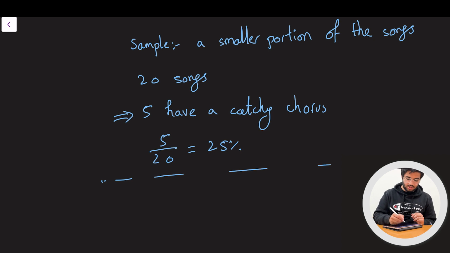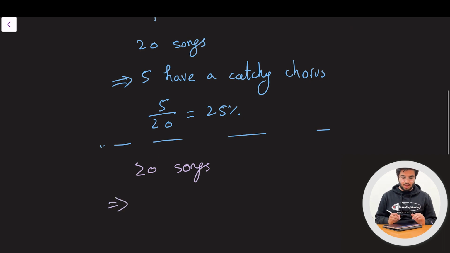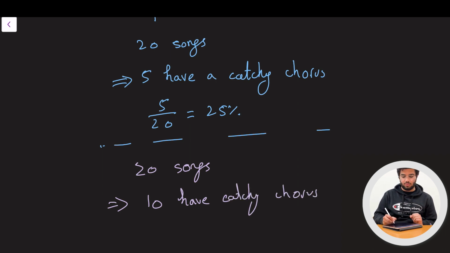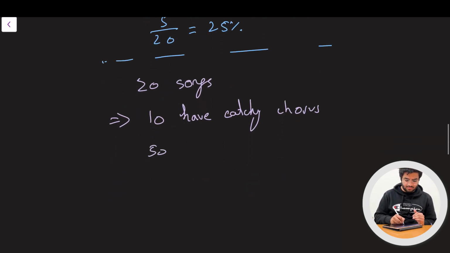This time you take another 20 songs, let's say, and you get maybe 10 of them have catchy choruses. Well, now what? Based on this one, do you say that out of all of the songs, 50% of them have a catchy chorus, or what can you say here? The more you do, you realize that it changes a lot. Sometimes it's 50%, sometimes it's 25, sometimes it's 30, sometimes it's even 0. So there are variations within your samples.